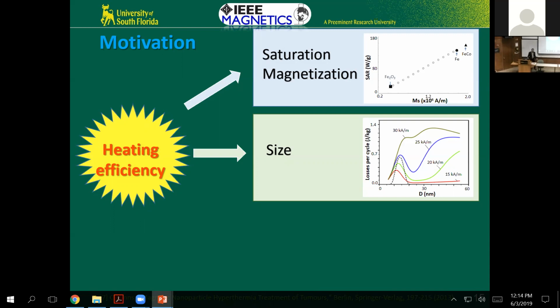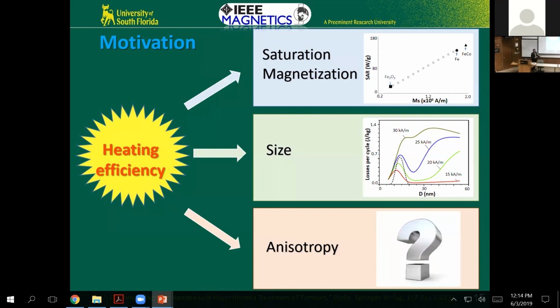All right. But then, I talked about the size dependence. Anisotropy is a mystery. Can we do this? And this is where I would like to show you that indeed you can tune the anisotropy and improve the SAR. But first, can we fool the cells?